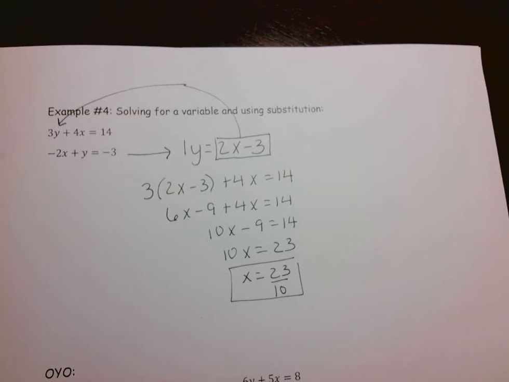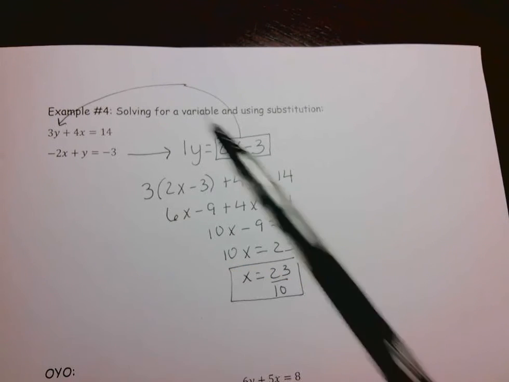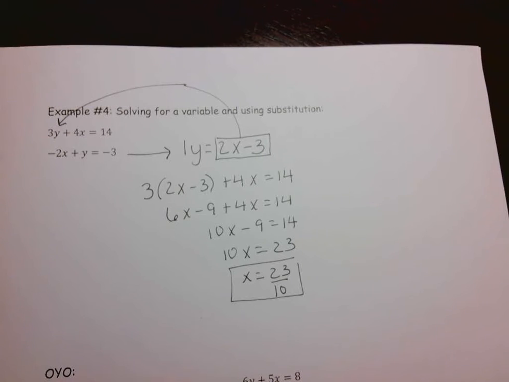Okay, so now if I have x equals 23 over 10, what do I do with that? I take that and plug that back into either equation for x. Does not matter which equation. So I'm just going to go ahead and take the top one.